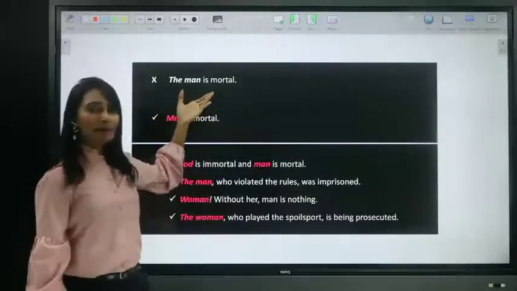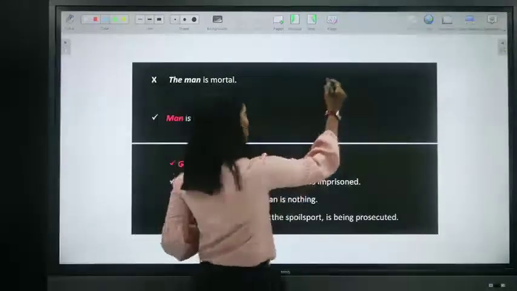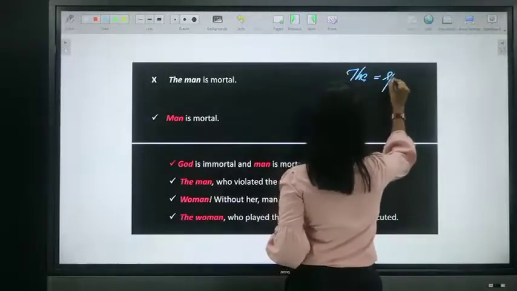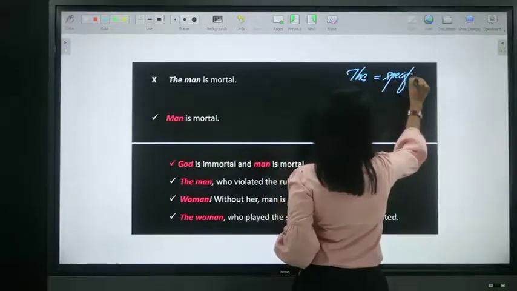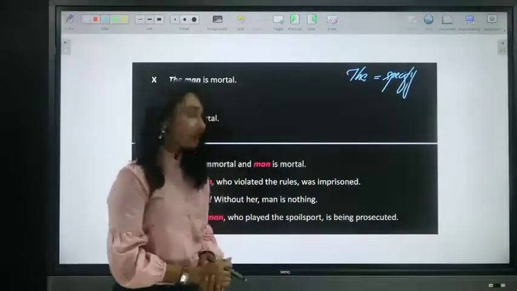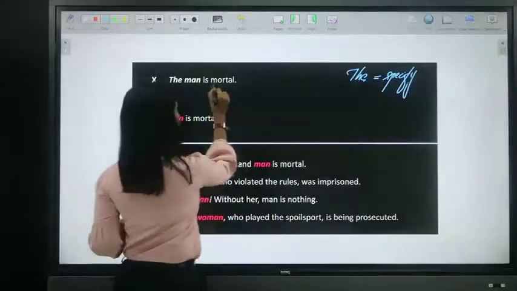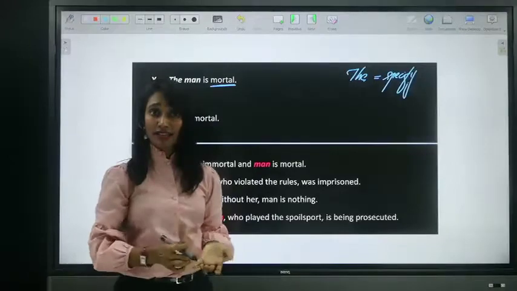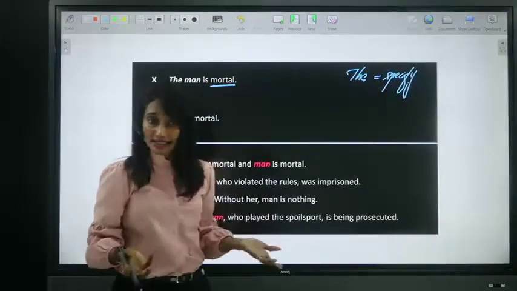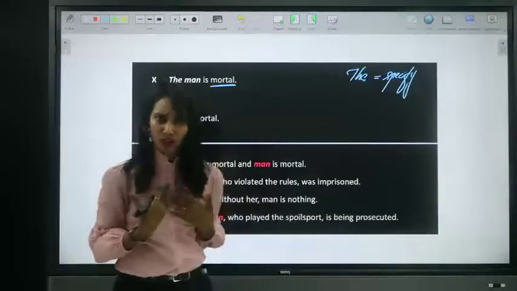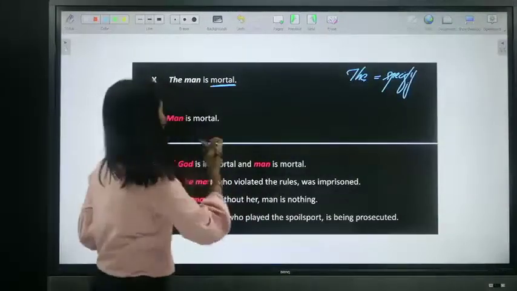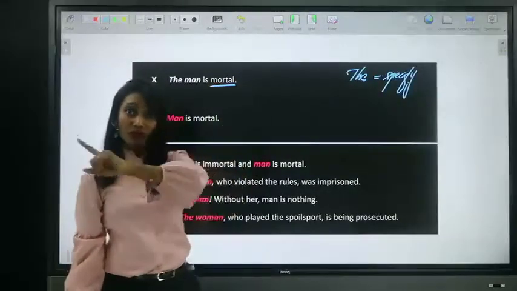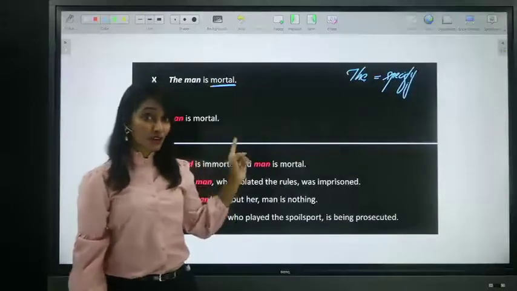Look at this. The man is mortal. I told you we use the definite article "the" only when we specify or particularize. The man is mortal. What is mortal? Mortal means that which has death, who dies. So we are all mortals. We do die one day, right? When you say "the man is mortal," only that man is mortal. No, we all are mortals. So this is a generalized statement.